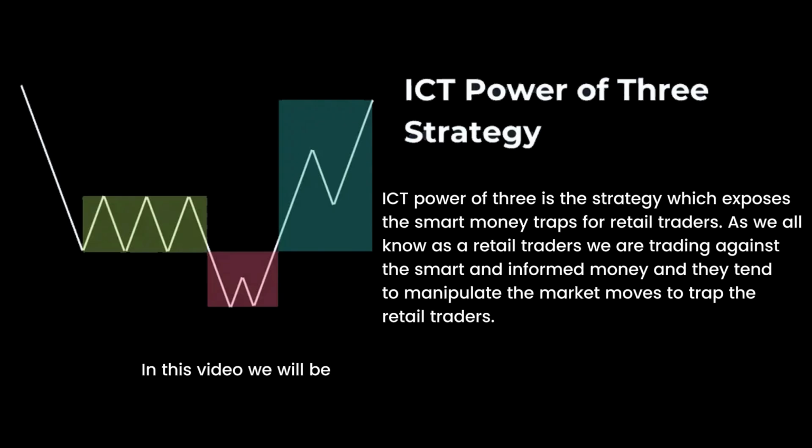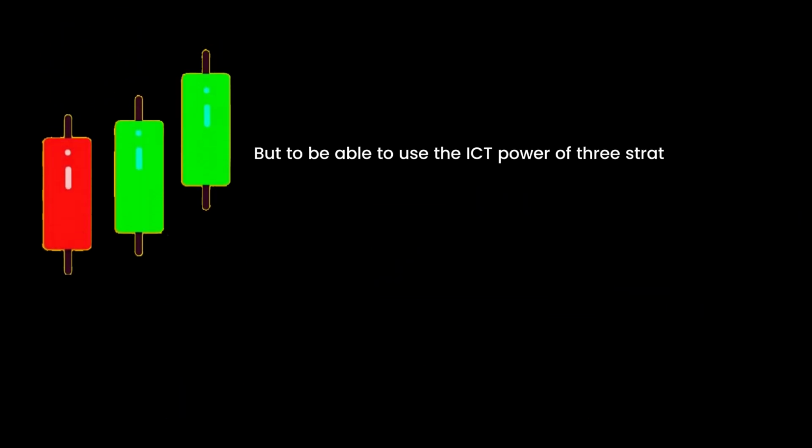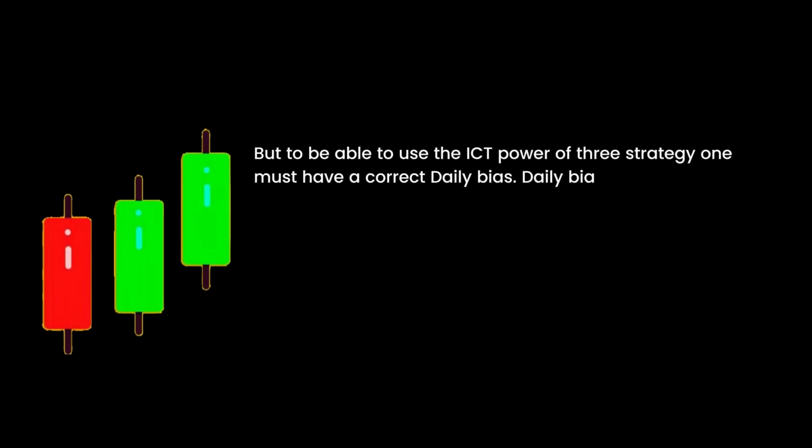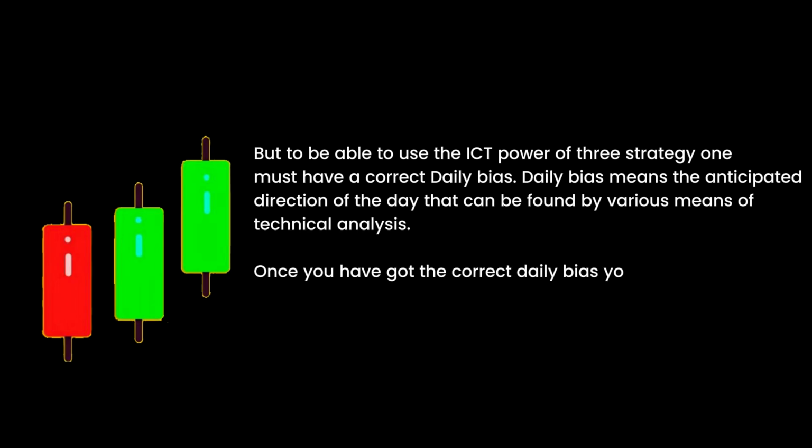In this video, we will be exploring the ICT Power of Three strategy to avoid these traps and follow the footprints of smart money. But to be able to use the ICT Power of Three strategy, one must have a correct daily bias. Once you have got the correct daily bias, you can use ICT Power of Three strategy to catch a good move in the market.